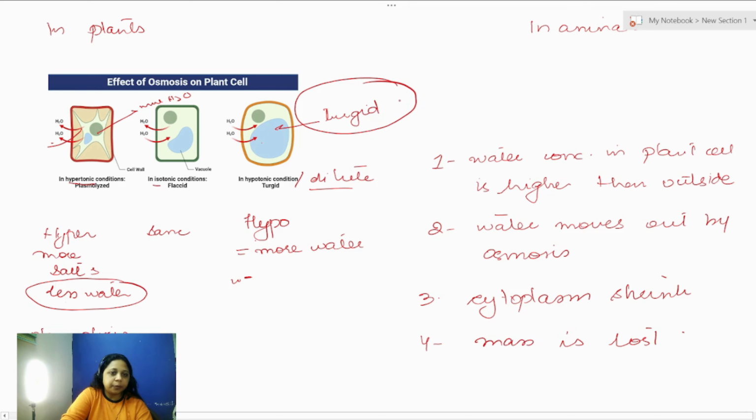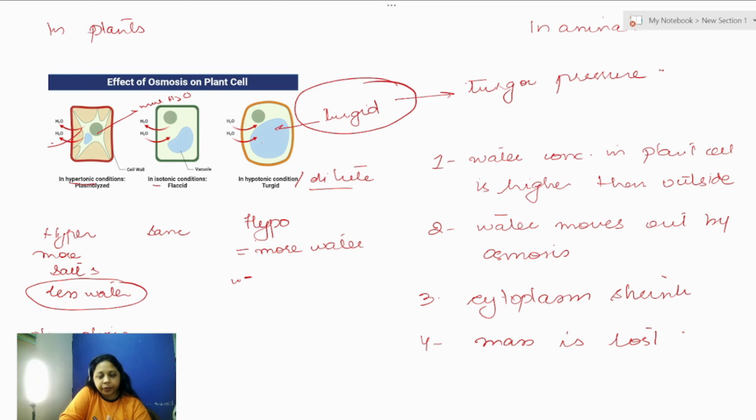Now, learn this term. This turgid vacuole puts a pressure on the cell wall called turgor pressure. The pressure exerted by a vacuole on the cell wall is turgor pressure. Now the cell becomes turgid, or bigger in size, and increases in mass, and it won't burst.